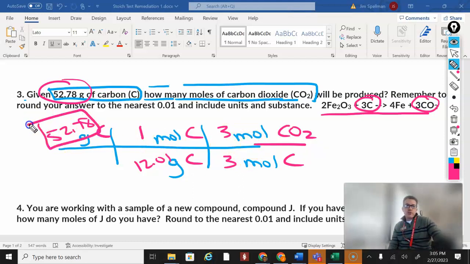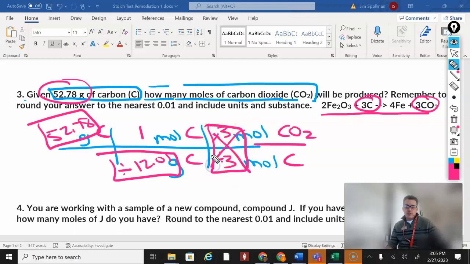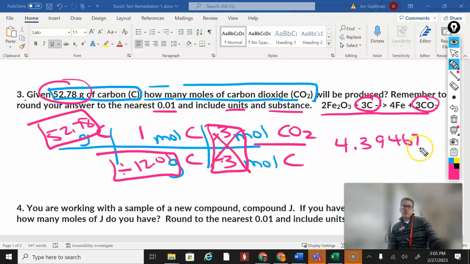Again, we do our math. I've got the number I start with. I'm going to divide it by the number that's on the bottom. I can multiply it by the 3 on top and divide by the 3 on the bottom, but ultimately those are just going to cancel each other out. And I'm left with 52.78 divided by 12.01. Calculator gives me a really long number, so let's make sure we get it in correctly because it does want me to round to the nearest 0.01, include units and the substance. Calculator has a 4.39467 and then some other numbers there as well.